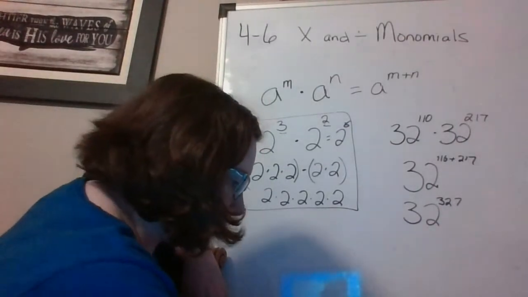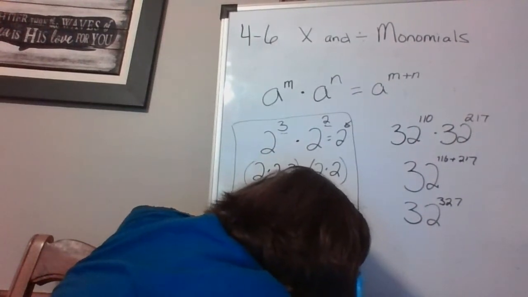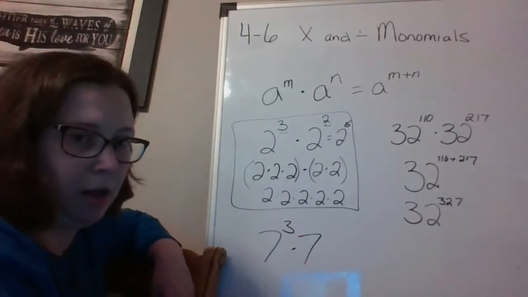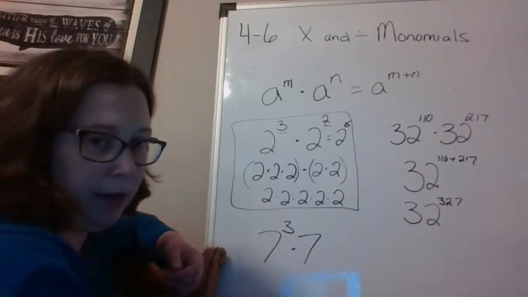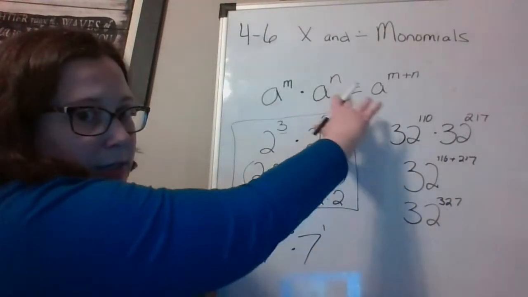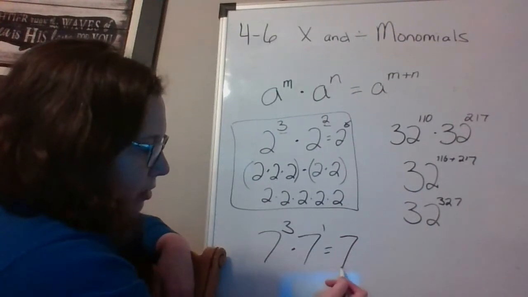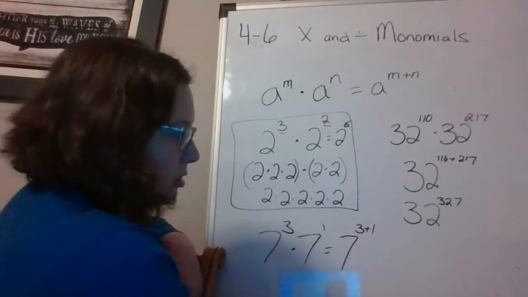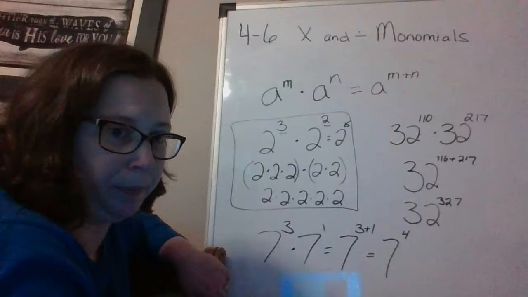The next, oh, they give us another example here in your book. We have 7 cubed times 7. Please remember that if there is no exponent, how many 7's do I have? I have 1. So my exponent is really 1. When I take into consideration my rule here, I have the same base. They're both 7, so I can do this. My base is still 7. I'm going to add my two exponents. So I have 3 plus 1, and my answer here would be 7 to the 4th power.